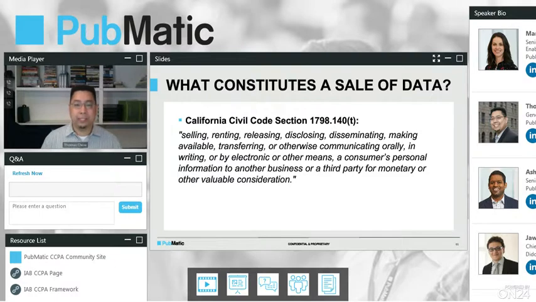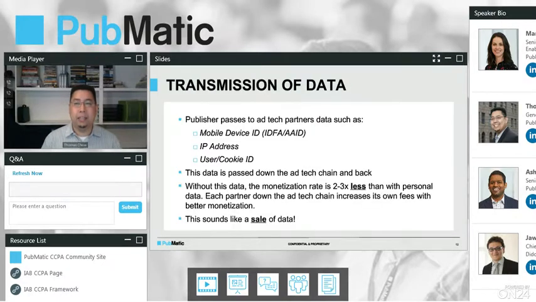Publishers pass bid requests, and the bid requests will often contain data such as a mobile device ID, an IDFA or AAID, an IP address, maybe precise geolocation data, or a user ID or cookie ID of some sort. That data is passed down from the SSP through an exchange to a DSP, which is sometimes then passed to an agency or advertiser data management platform. And then a derivative version in a bid response is sent from the DSP to the SSP to the publisher.